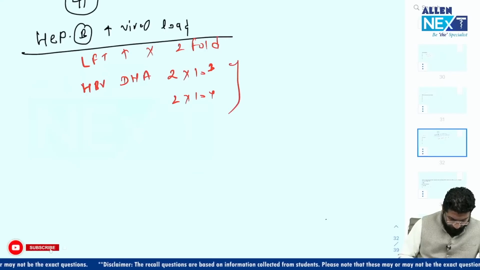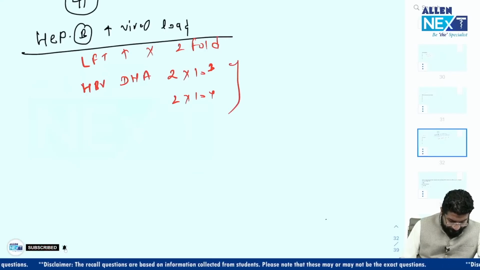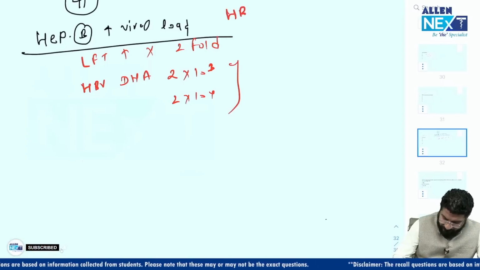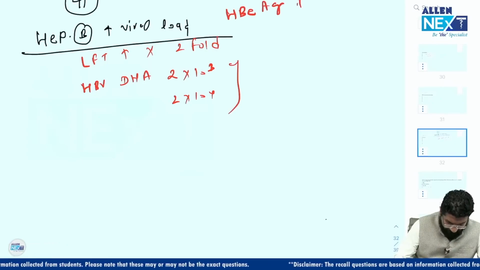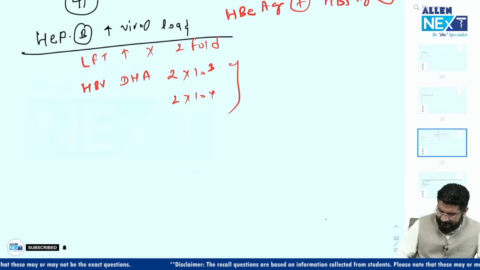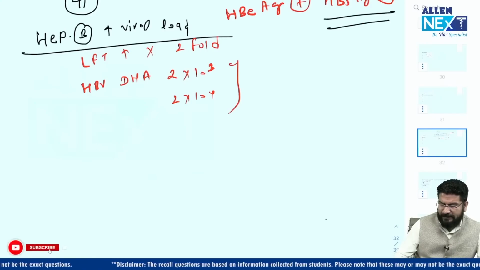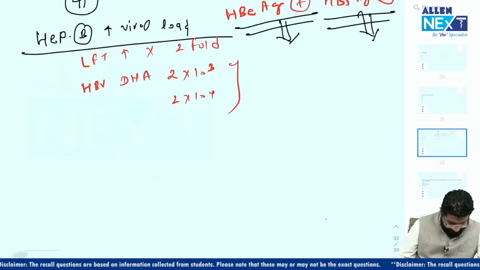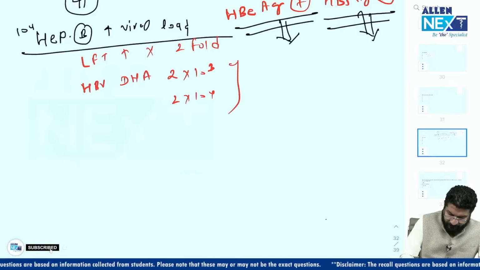And OFT is osmotic fragility test. Okay, one more thing was given. HBe antigen positive was given. Okay, let me add this. HBe antigen positive, HBs antigen positive. So understand, HBs antigen positive means a virus entered. HBe antigen positive means it is infective. Okay, let me add one more thing here.